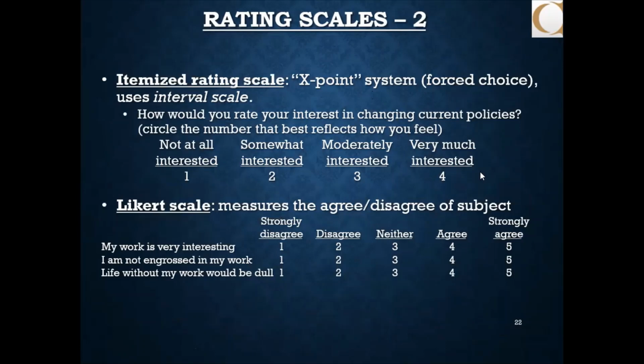Likert scale measures the agree/disagree of subjects. So you can say, my work is very interesting: strongly disagree, disagree, neither, agree, strongly agree. So you can circle whichever one you feel.